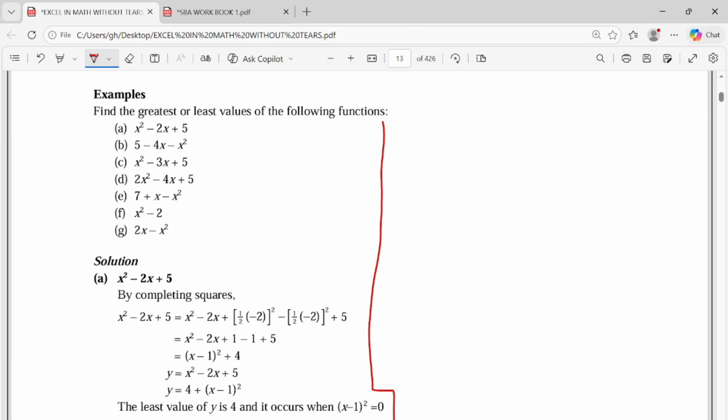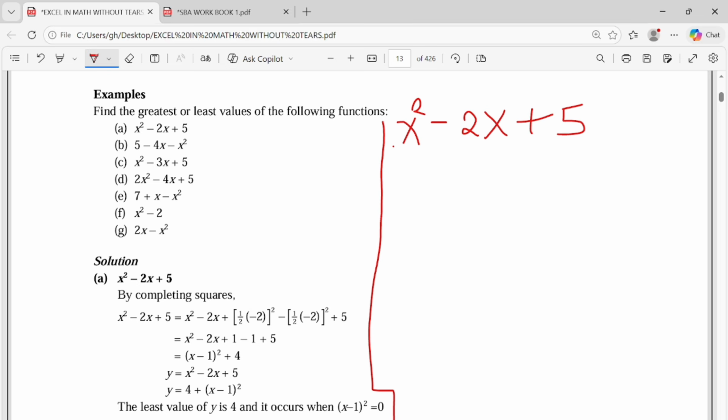If this is your equation, x squared minus 2x plus 5, you must first of all ensure that the coefficient of the x squared is a 1, and here the coefficient there is a 1. So we shall proceed to our next step. After making 1 here, the next step is to multiply by a half, or you can call it dividing by 2 here.